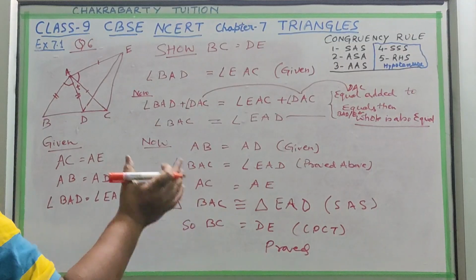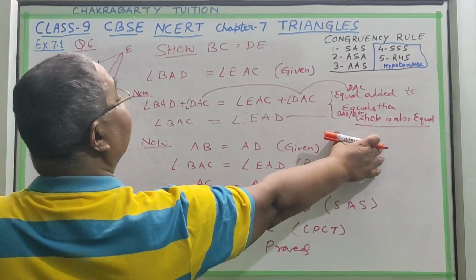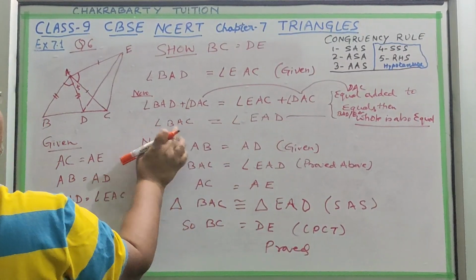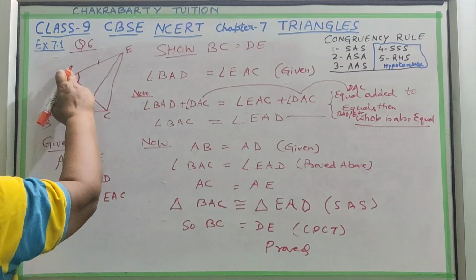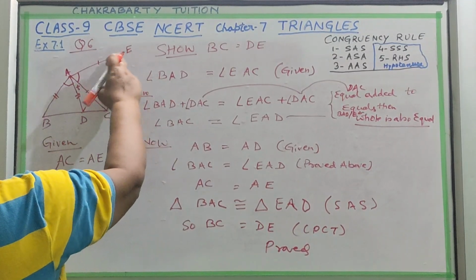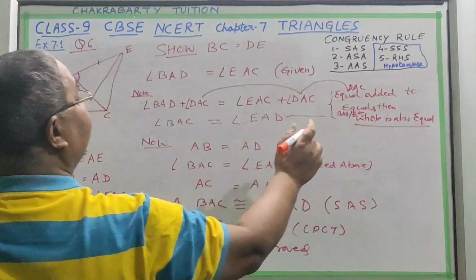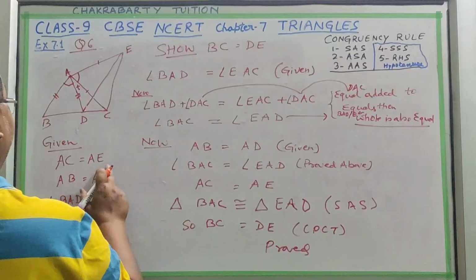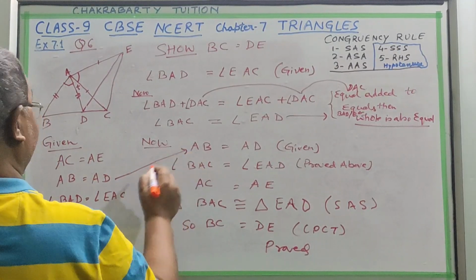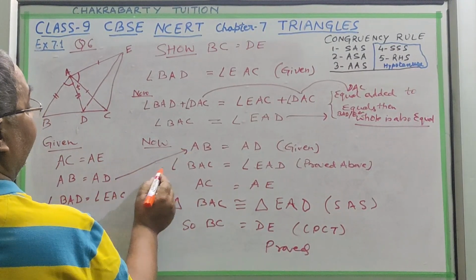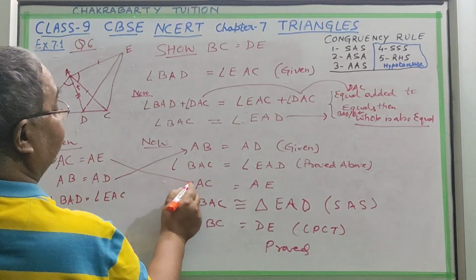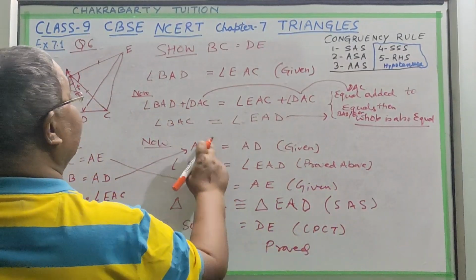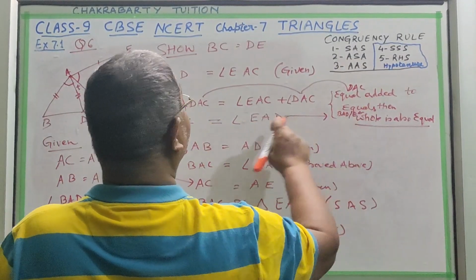It is an axiom, a condition given in geometry. So if you add this 2 and this 2, the whole is angle BAC, and here angle EAD will also be equal. On this ground, this is equal. Now we are proving: AB and AD is given. And AC is AE, it is also given. So these are given. The only thing, BAC equal to EAD, you have proved above.